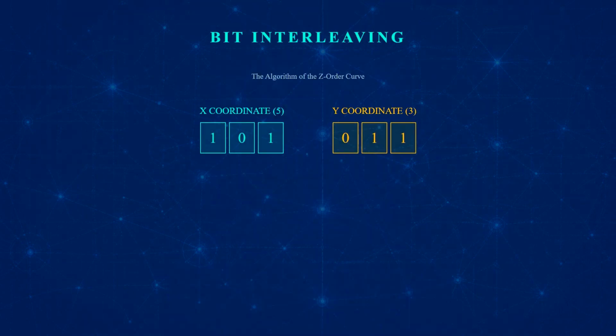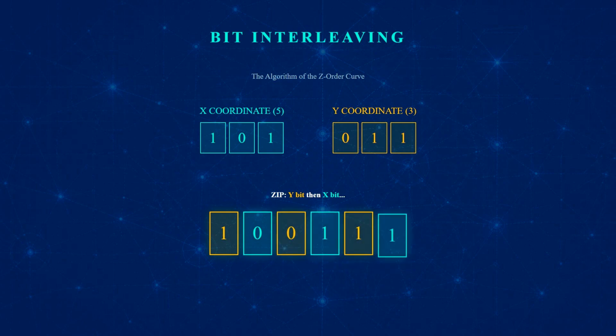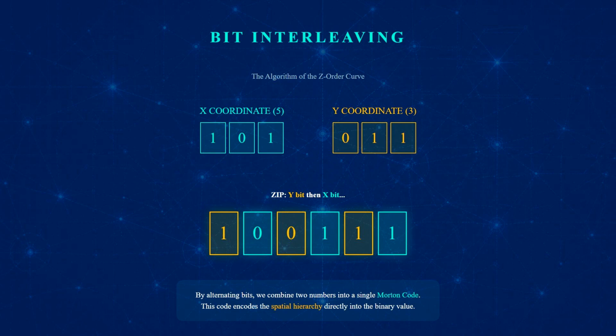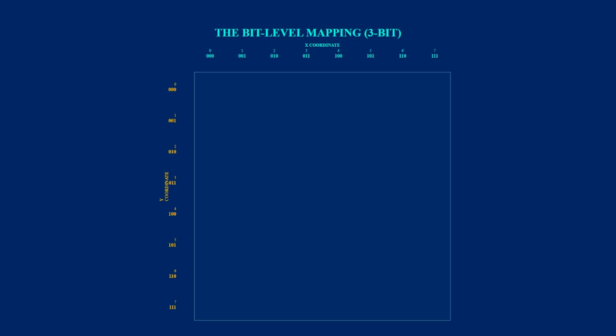Let's look at the bit-level transformation. Take coordinates x equals 5 and y equals 3. In binary, x is 101, and y is 011. To find the Morton code, we zip these bits together like a zipper on a jacket. We take 1 bit from y, then 1 bit from x, alternating all the way. The resulting binary code is 100111, which equals 39 in decimal. This operation is incredibly fast, requiring only a few CPU cycles, making it ideal for real-time applications.